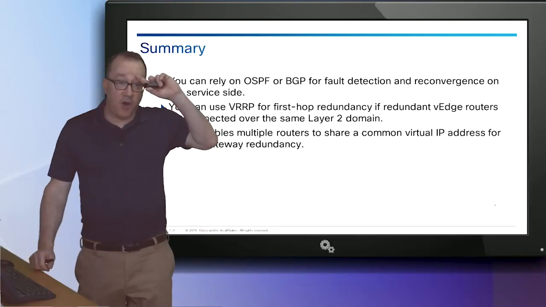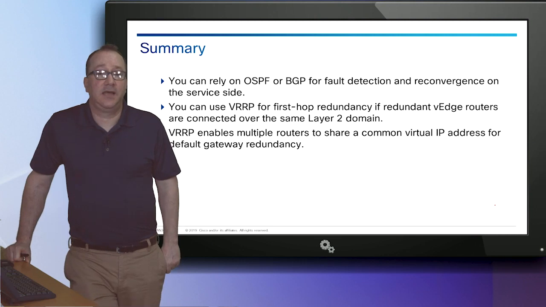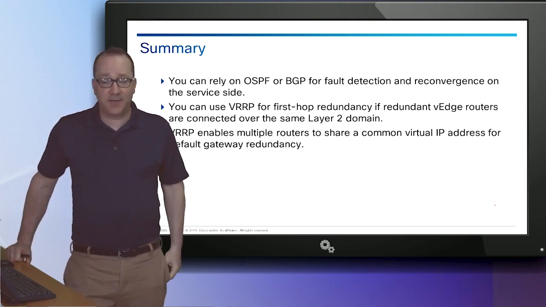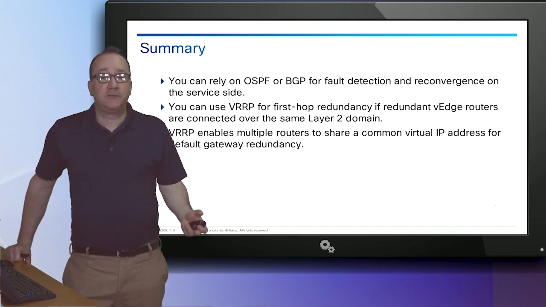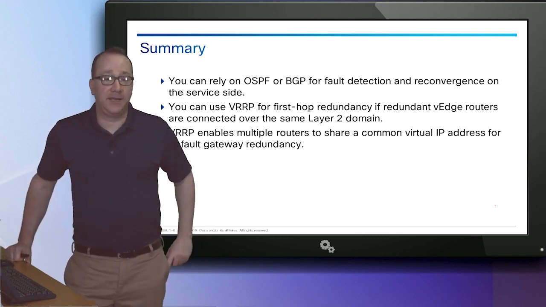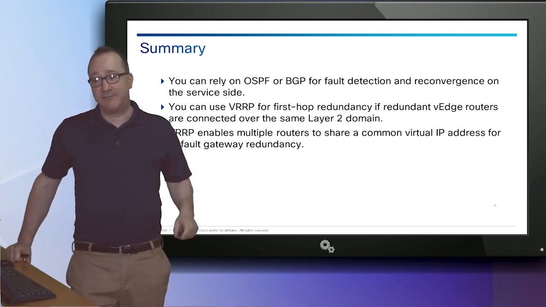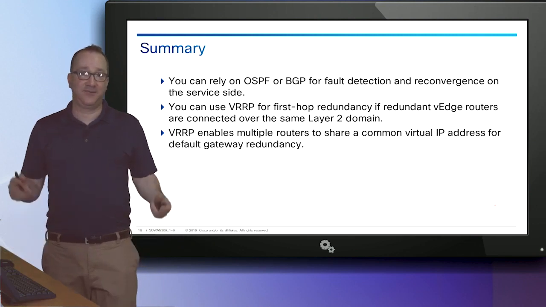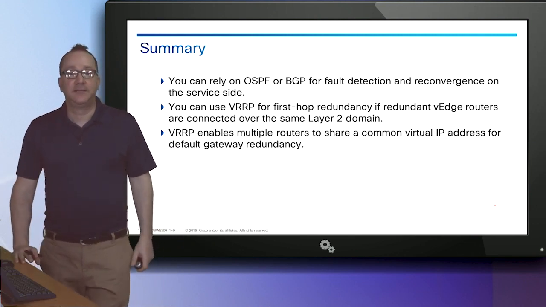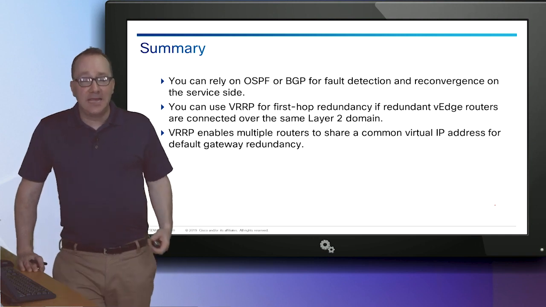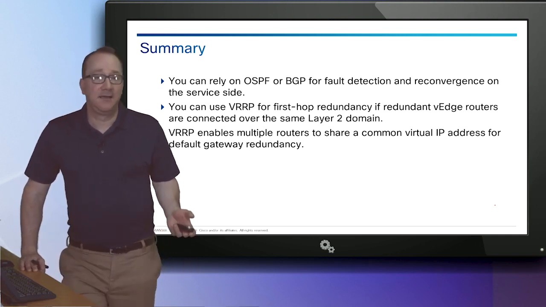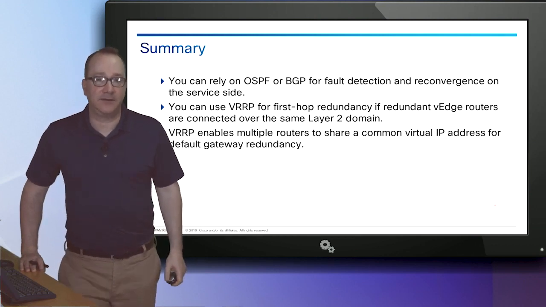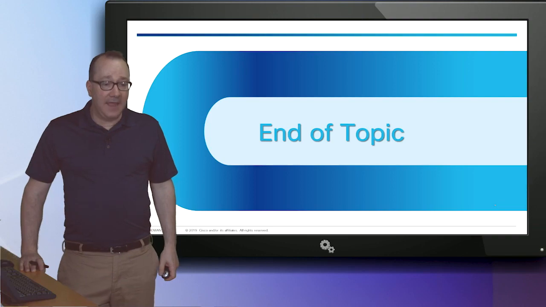All right? So we can use OSPF or BGP for that fault detection and reconvergence on the service side, or we can use VRRP for first hop redundancy. If you have redundant vEdge devices inside, you're probably going to want to run VRRP, especially if they're in the same layer 2 domain. If they're not, if they're in separate sides of the network, that's not really going to be possible because they can't do first hop redundancy if they're not in the same first hop area. And basically, it uses a common virtual IP address. If you're familiar with VRRP on a Cisco router, we've modified the configuration slightly, but it's the same exact standards-based system. Okay? And that's the extent of this section.